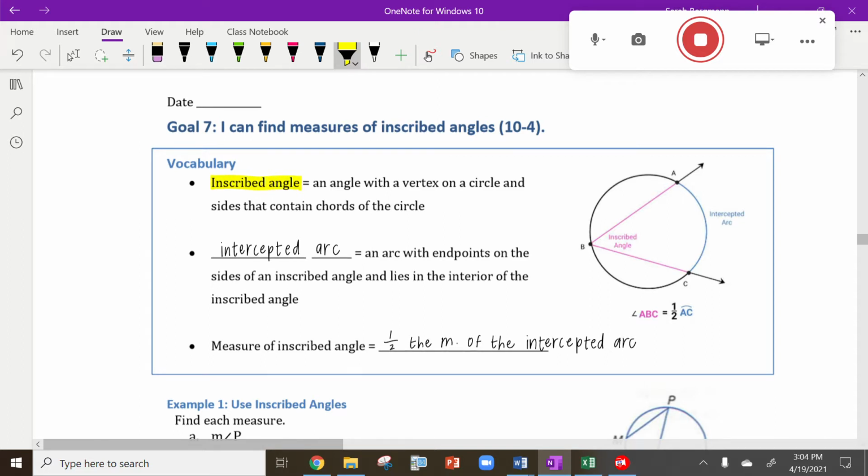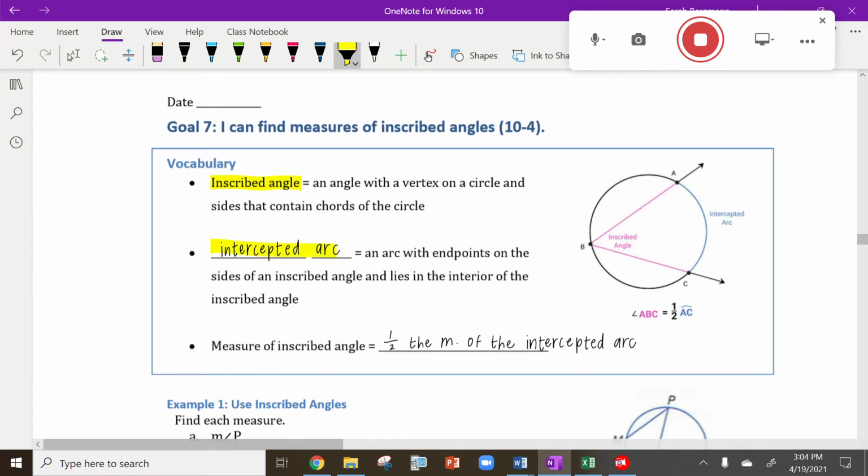This is an angle with its vertex on the circle, and the sides are the chords of the circle. So you can see this angle, angle ABC, is an inscribed angle. The sides AB and CB are chords. The vertex B is on the circle.